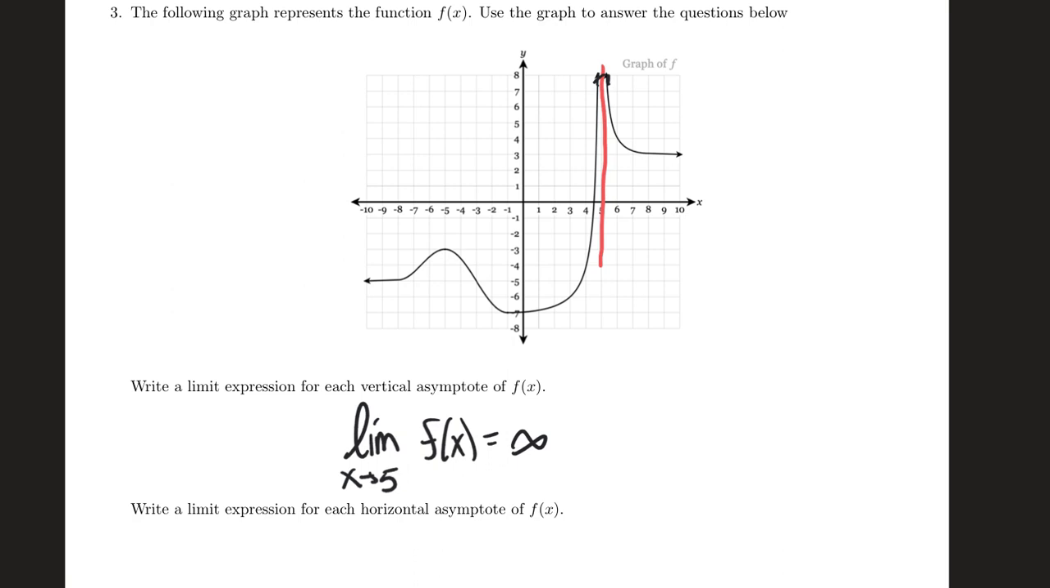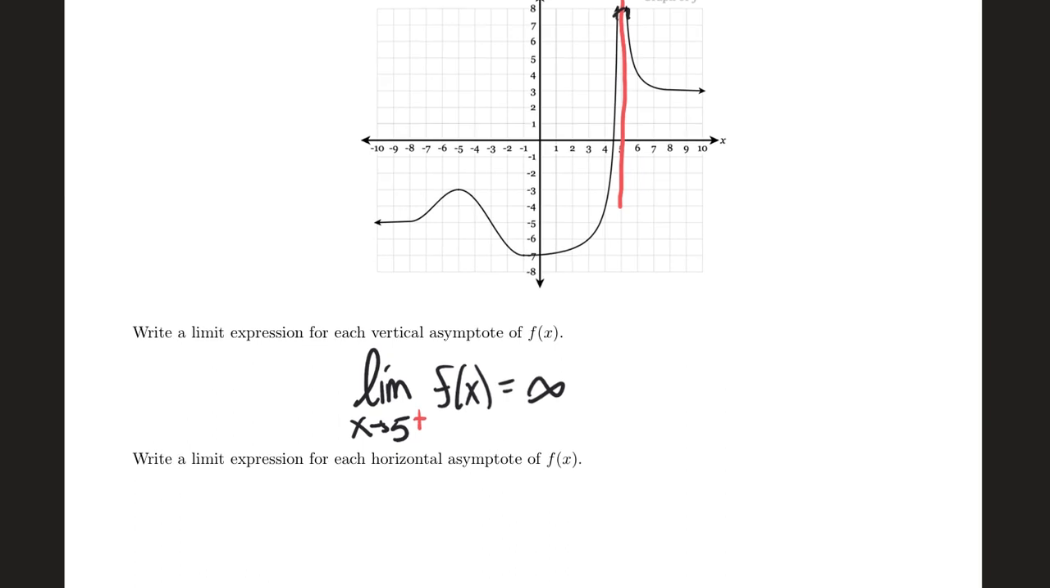But again, there's some alternatives. You could do the left side of 5 is also infinity. The right side of 5 is also infinity. So that is 3 separate answers you could write for this problem. And what about horizontal asymptotes? Horizontal asymptotes are when we're going to infinity on the outside, so these parts of my graph. So I'm going to have 2 different answers because there's 2 horizontal asymptotes. I'm going to have a limit going to negative infinity. I'm going to have a limit going to positive infinity.